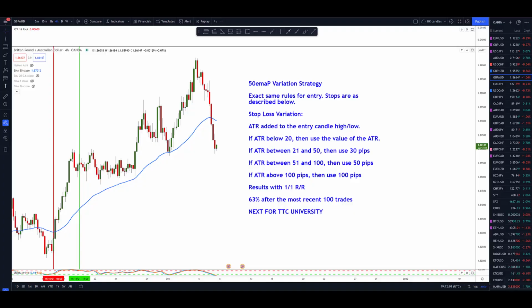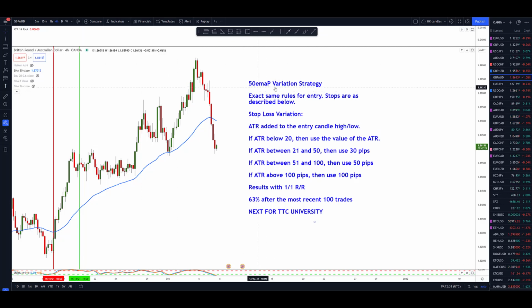Hey traders, and welcome to our first new strategy, which is not really new. It's exactly the same entry reason as the 50 EMAP. There's just a variation to the stop loss, and this variation performed wildly better on the pound Aussie specifically, and may perform really well on other pairs as well. As of this moment, I've only tested this on the pound Aussie. So let's go ahead and dive right into this variation.